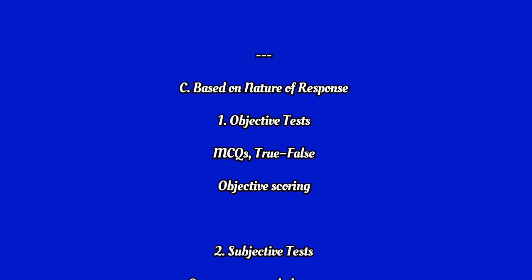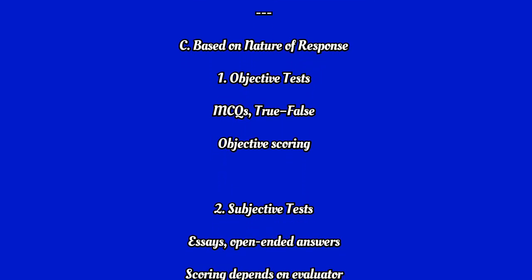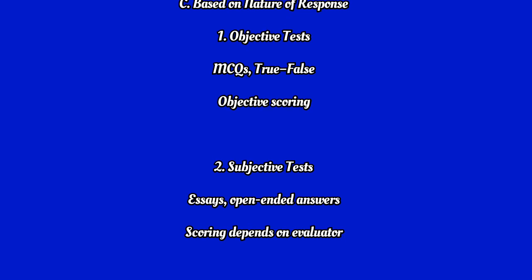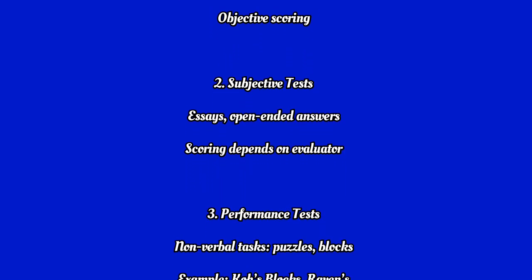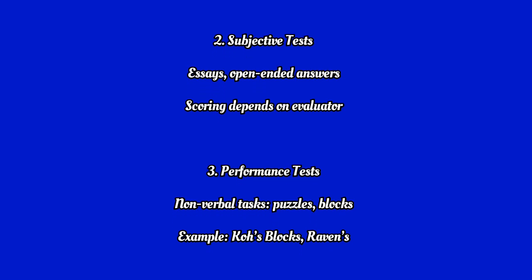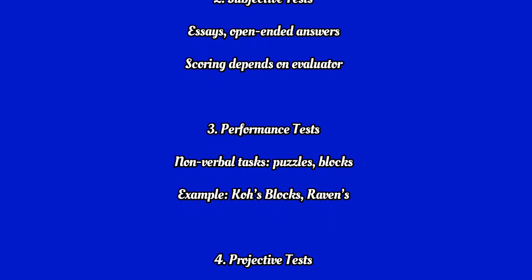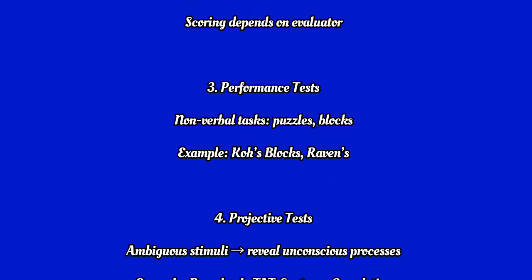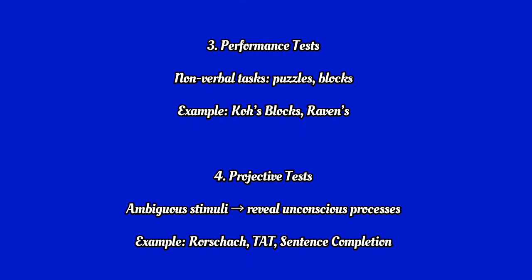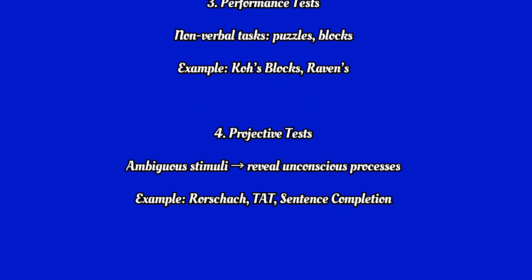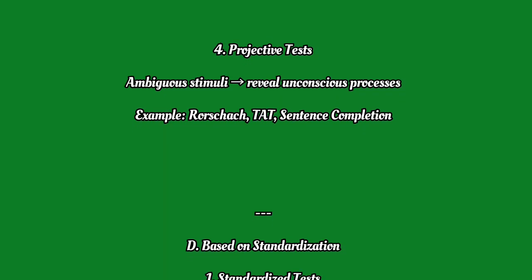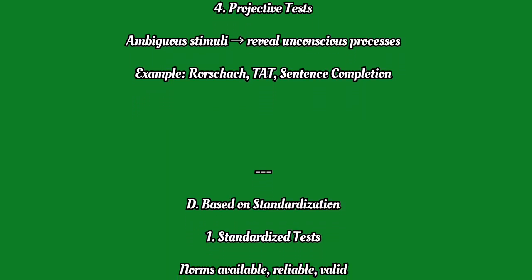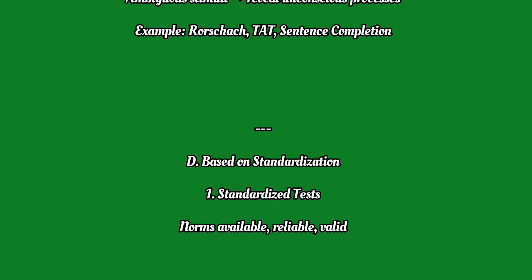Next is based on nature of response. First is the objective test: MCQs, true or false, with objective scoring. Second is the subjective test: essays, open-ended questions, where scoring depends on the evaluator. Third is the performance test: non-verbal tasks, puzzles, blocks. For example, Koh's blocks, Raven's. Fourth is the projective test: ambiguous stimuli that reveal unconscious processes. For example, Rorschach, TAT, sentence completion.